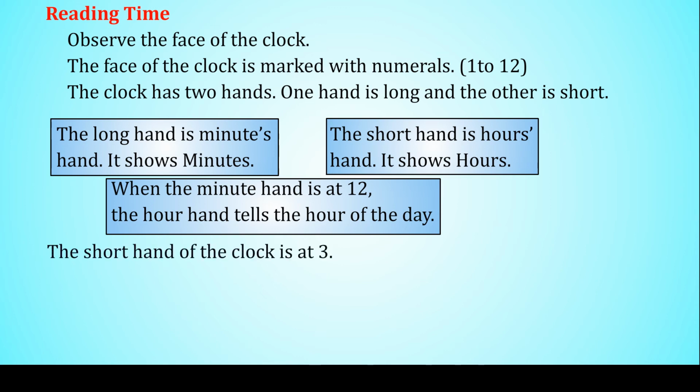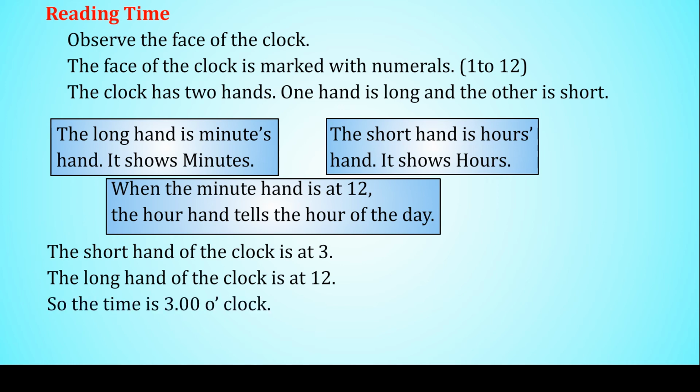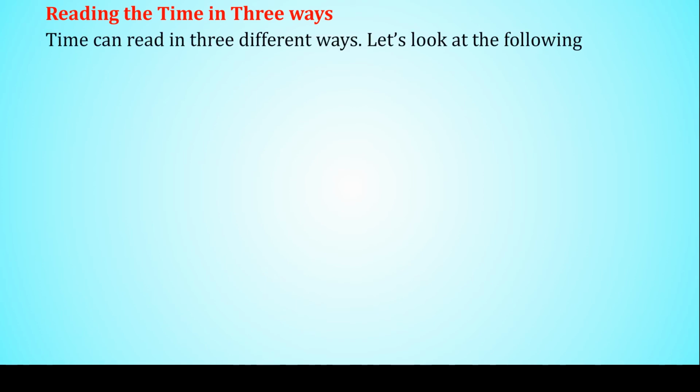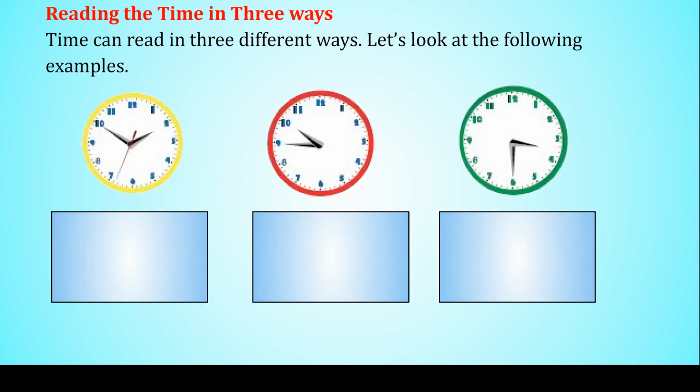When the minute hand is at 12, the hour hand tells the hour of the day. The short hand of the clock is at 3. The long hand of the clock is at 12. So, the time is 3 o'clock. We write it as 3:00. Reading the time in 3 ways. Time can be read in 3 different ways. Let's look at the following example.